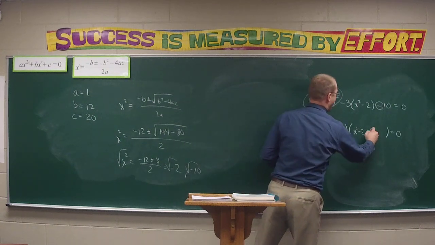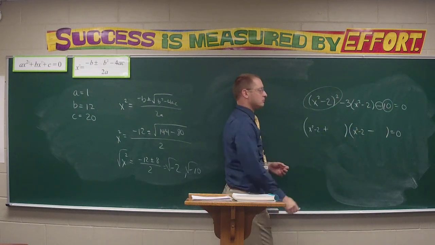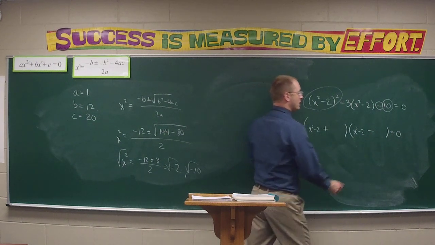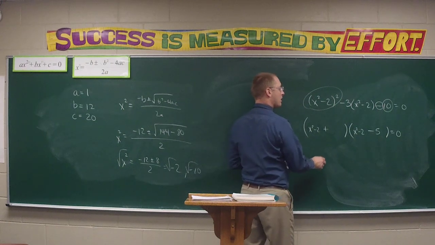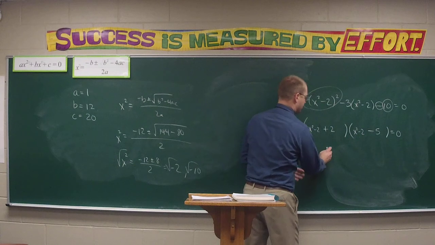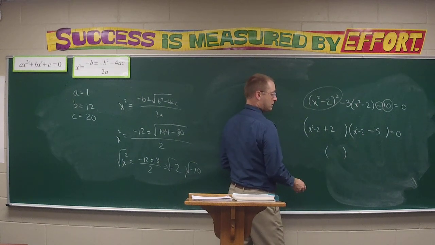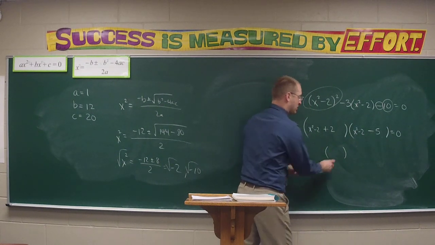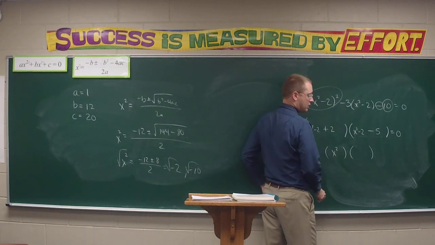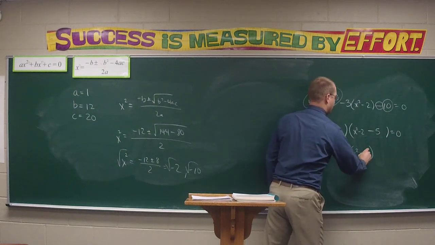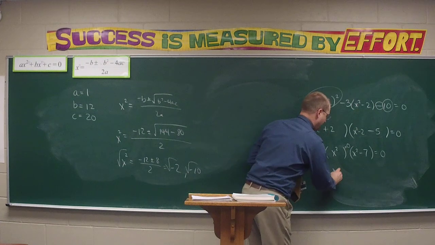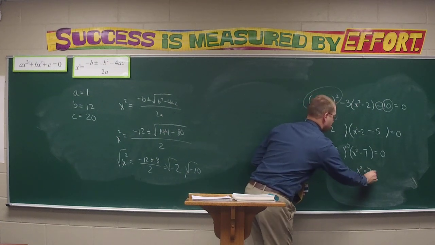Positive, negative. And how should I split up the 10? 5 and 2, where I want the 5 to be the negative and the 2 to be the positive. All right, at this point, we can simplify these two binomials. Here, this simplifies down to just x squared. And this simplifies down to x squared minus 7, all equal to 0. I'll set both factors equal to 0. Of course, that means that x squared equals 0 and x squared equals 7.